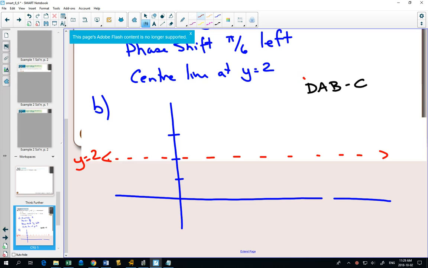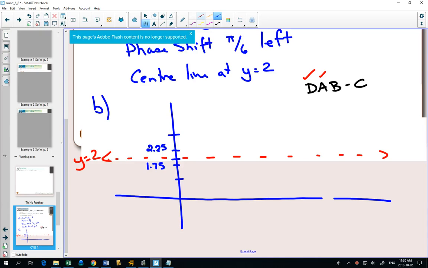D, done. Next is A, amplitude. Our amplitude in this one is 1/4. So I go on my y-axis from my center line. I go up 1/4, that will get me to 2.25. I go down 1/4, that will get me to 1.75. This is a really skinny curve. Yes? A value, done.